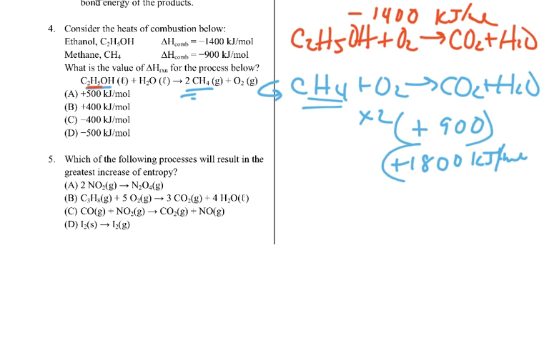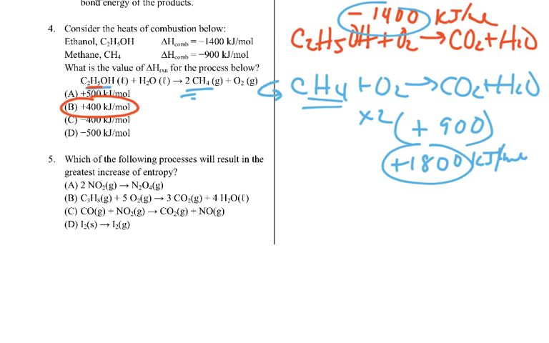So here are my two numbers, positive 1800, negative 1400. So they're different by 400, and it's going to be a positive value. So my final answer here is positive 400, answer B. Okay, number 5, which of the following processes will result in the greatest increase in entropy?